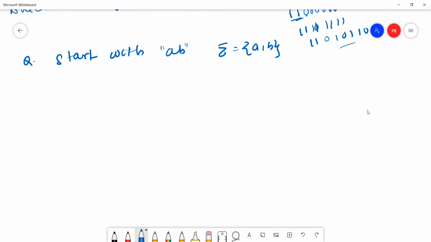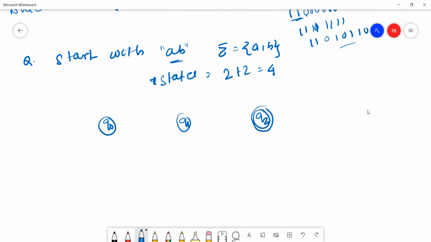Since the minimum length string is 2, the total number of states is 2 plus 2, which means 4 states will be required. So that is Q0, Q1, Q2. Then one state is called QD, the dead state. Here Q0 is the initial state.